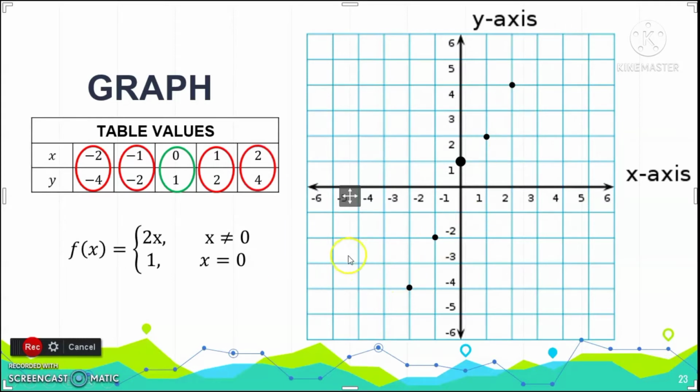Okay. So next we have to connect the dots. So we have here the line. Of course, this line is for the first function f of x is equal to 2x, where x is not equal to 0. That's why we put a hollow dot here. And that's it. This is our graph.